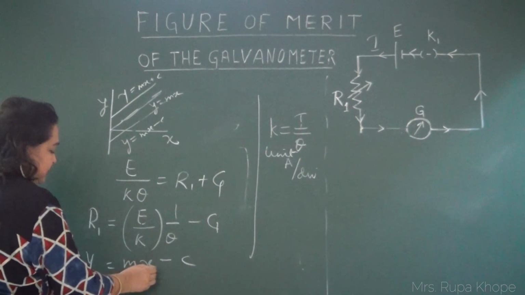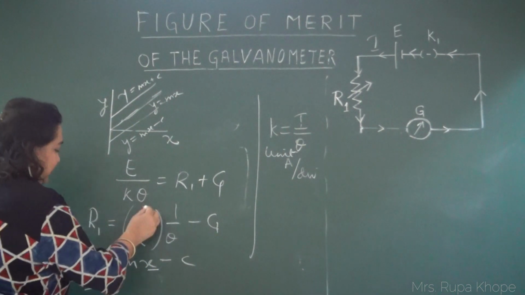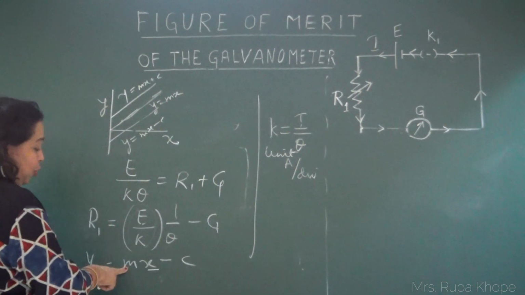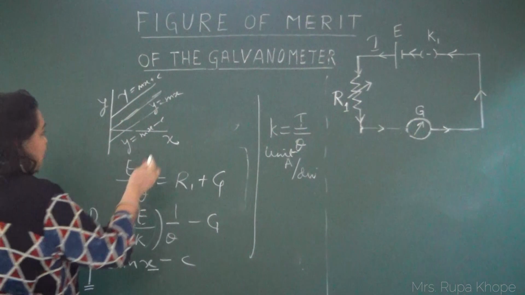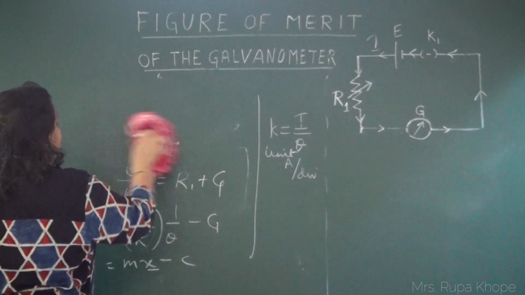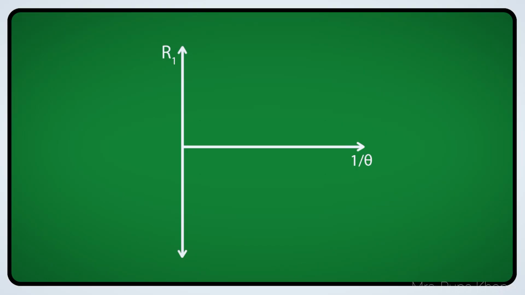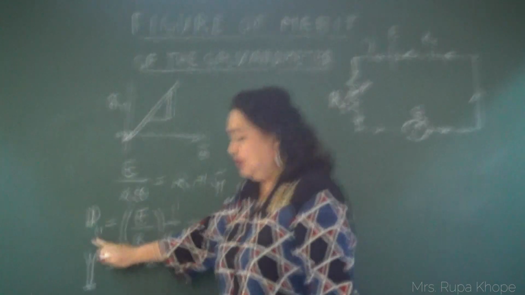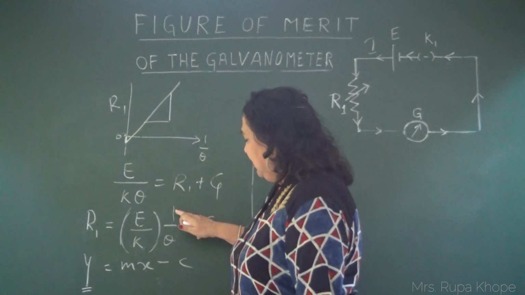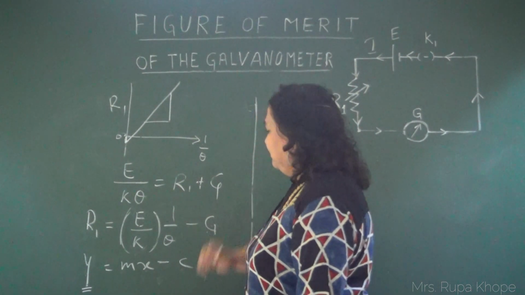Now, x is a variable, m, you can see that this is m, slope of the graph E by K. So now, if I plot a graph of R versus 1 by theta on the x-axis, then I may get the graph like this. And this particular distance, let's see what it is. We have equation R1 is equal to E upon K into 1 by theta minus G.